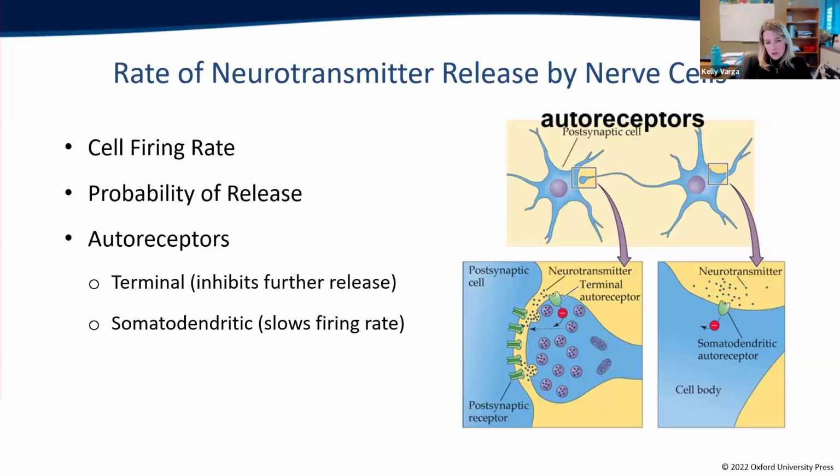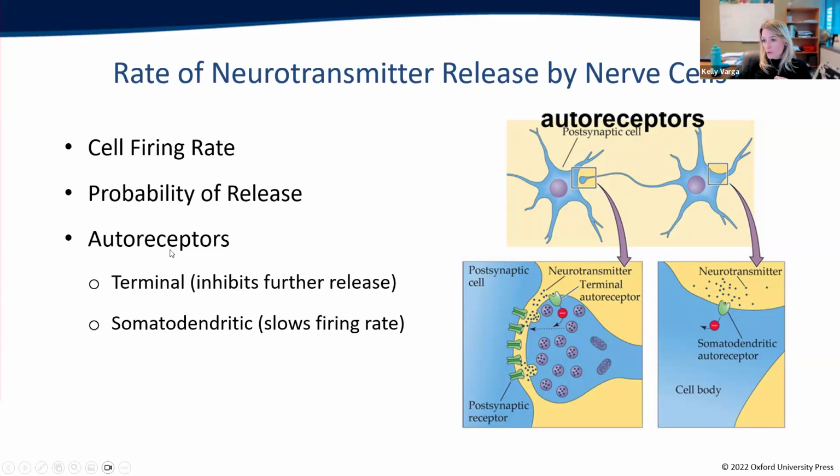release. And when we start talking about these different drugs, this is going to become really important, because not everybody has the same amount of neurotransmitters, the same amount of receptors, or the same level of calcium. And these things can all affect that probability of outcome.